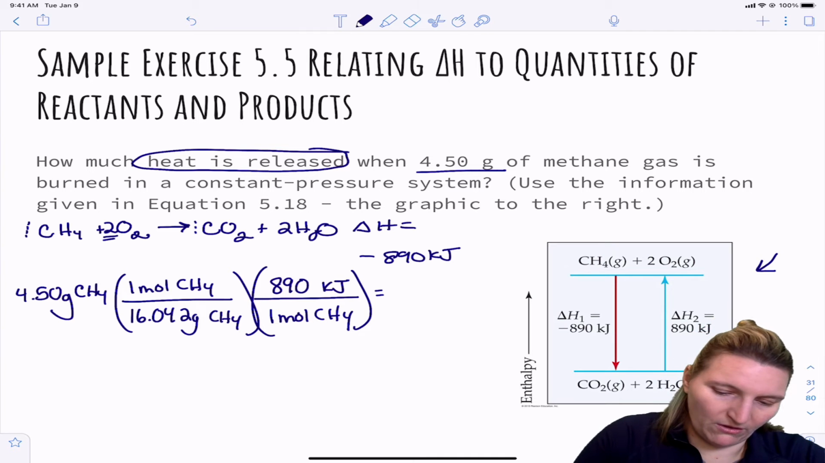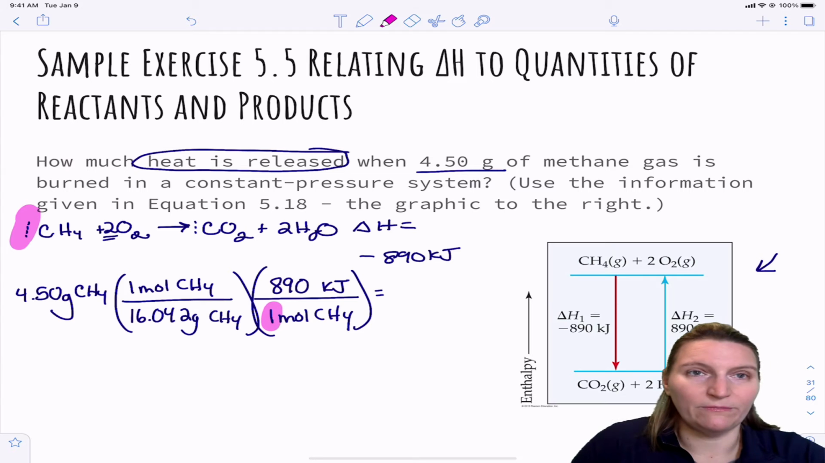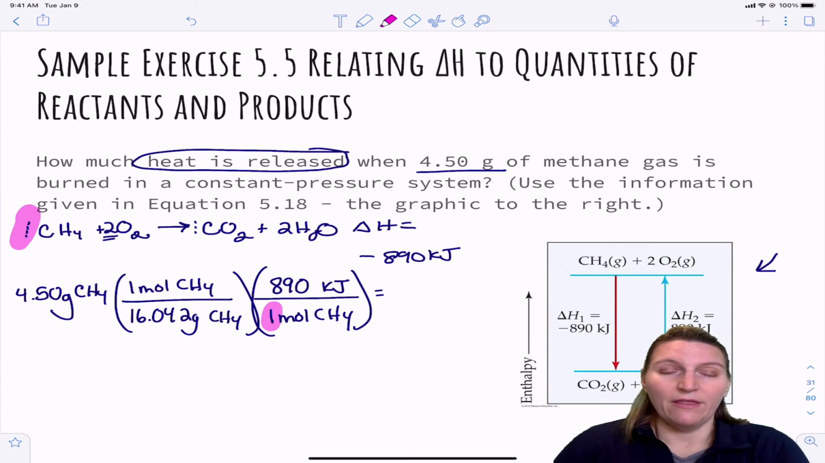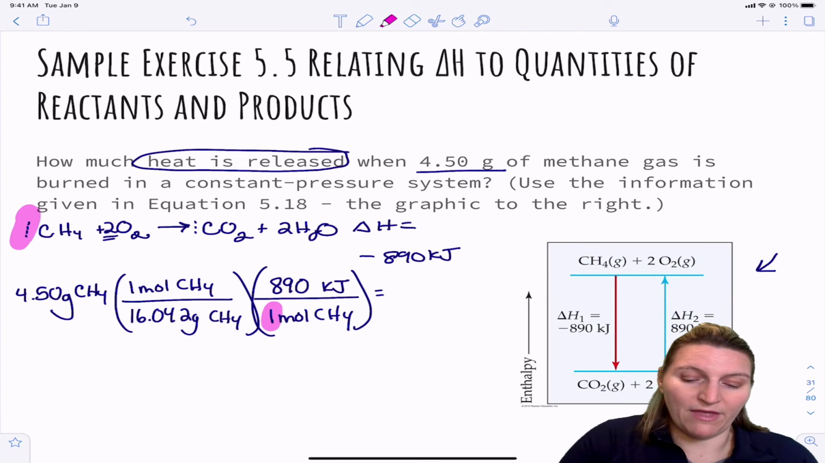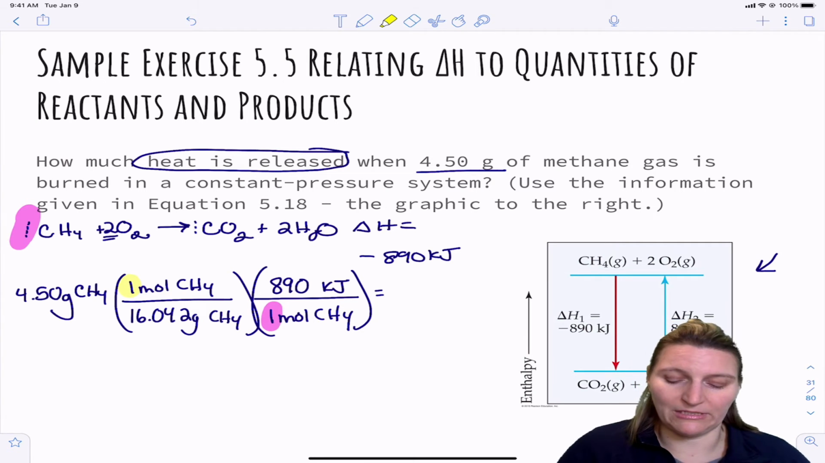So first of all, a very important thing is that this one is this one. So that if in the balanced chemical equation it was 2 or 3 or 4, the other side of the energy would need to be 2 or 3 or 4. But remember that the conversion factor for molar mass is always 1 mole. So that will always stay 1 mole.